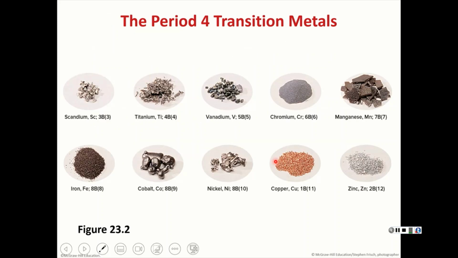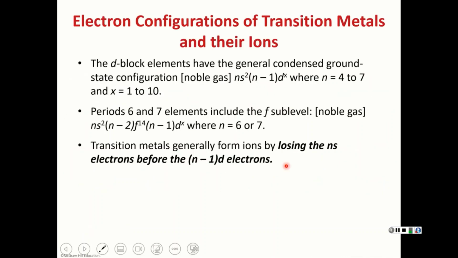This figure in the book just shows you the difference of how these look. We're going across that fourth row of the transition elements here from scandium to zinc. And you'll see that they do look different. A lot of them are silver or gray, but then you have some like iron and copper that have a little bit more color to them. And the size and shape that these metals make can also vary quite dramatically. The electron configurations are really what's important in depicting their physical properties.